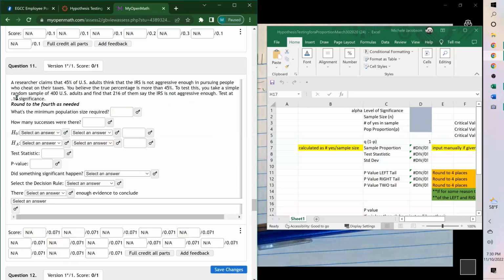To test this, you take a simple random sample of 400 U.S. adults and find that 260 of them say IRS is not aggressive enough. Test at 0.10 significance. What is the minimum population size required?